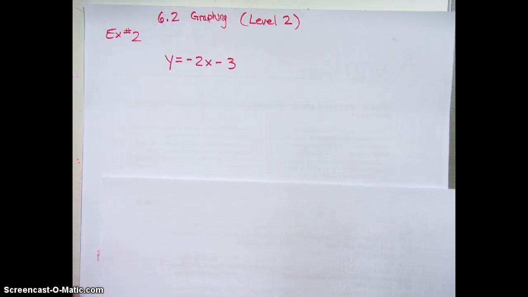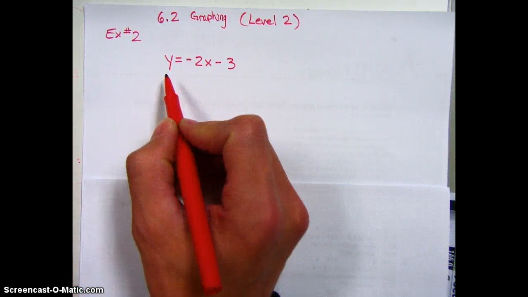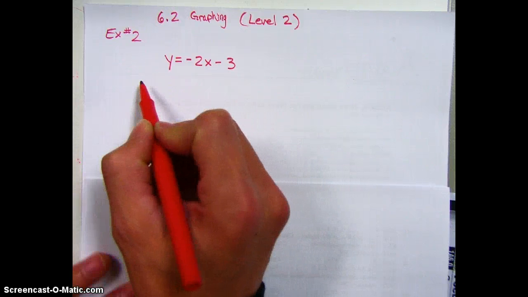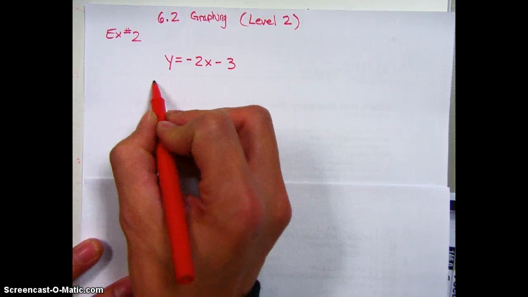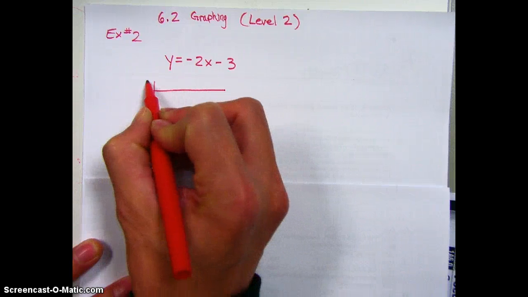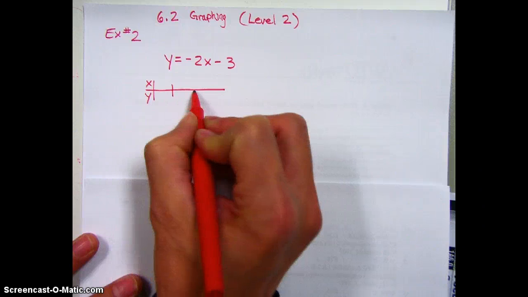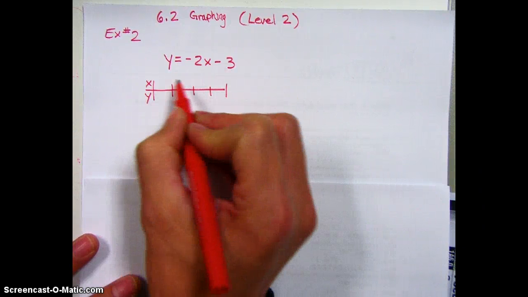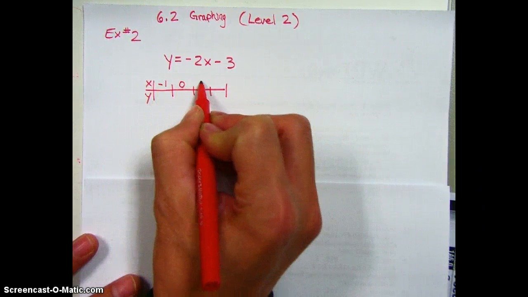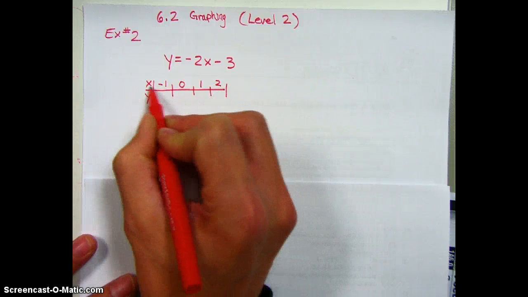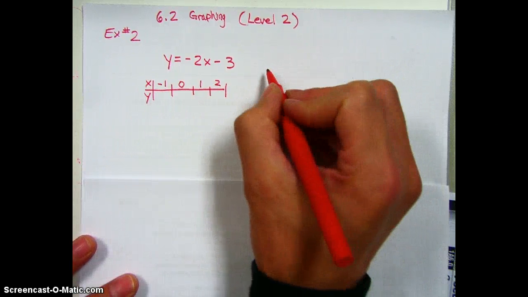Okay, so in this example, you can see that y is already by itself, so that's a good step. Step 1 is done. Step 2 is to complete a t-chart. So I'm going to make another t-chart. I'm just going to put it sideways so I save more space, but you can do it vertically if you like. And make room for 4 numbers. So I'm going to use -1, 0, 1, and 2 for my domain or for my input. And so one at a time I'm going to plug those in.